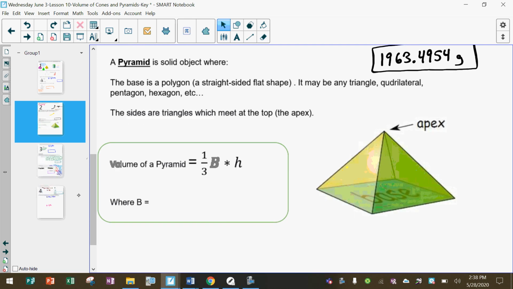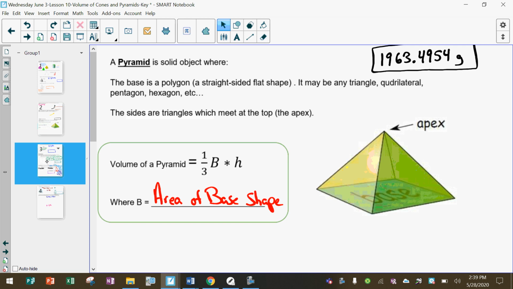Now, if your shape is not a circle, then your object is not a cone, but it is still a pyramid, where we still have to find the area of the base shape, and then divide it by 3, multiply times the height. The order that you do that, times the height first, then divide by 3, it doesn't matter. It's all multiplication. Commutative property of multiplication says you can do it in any order you want.